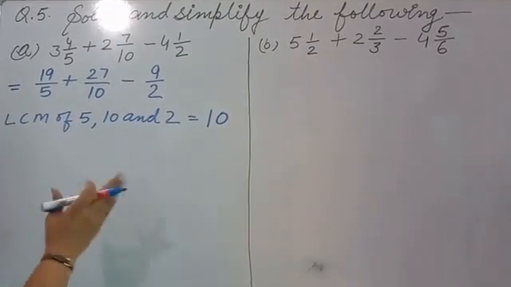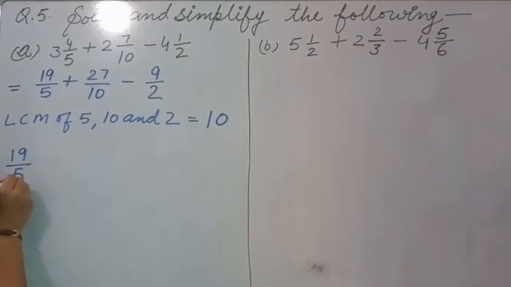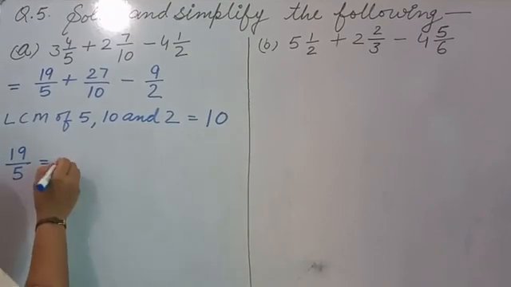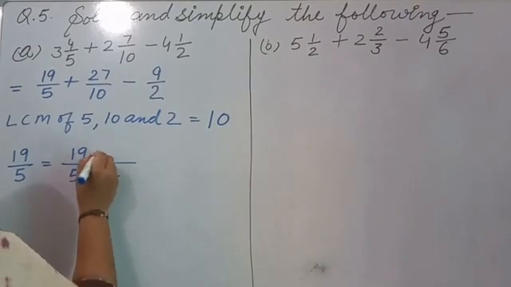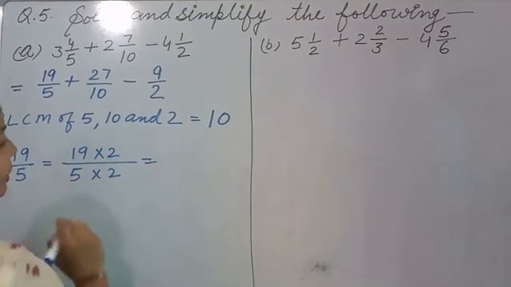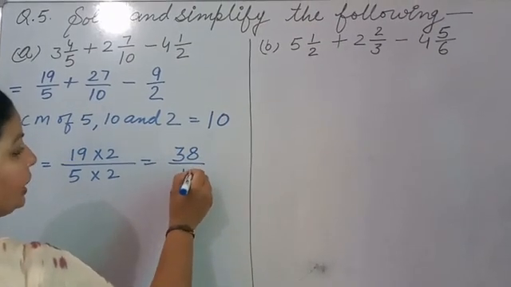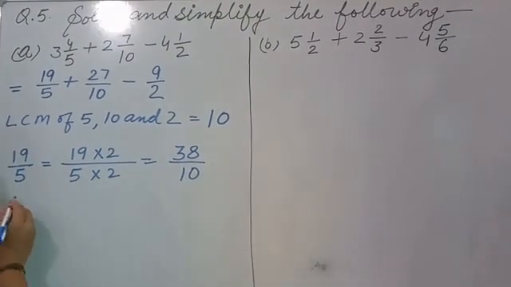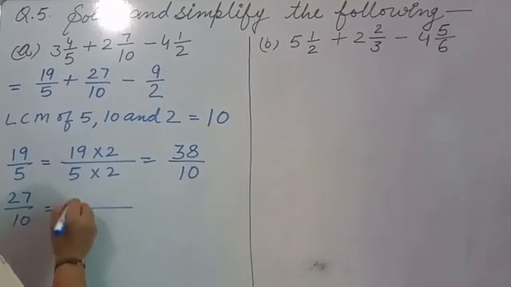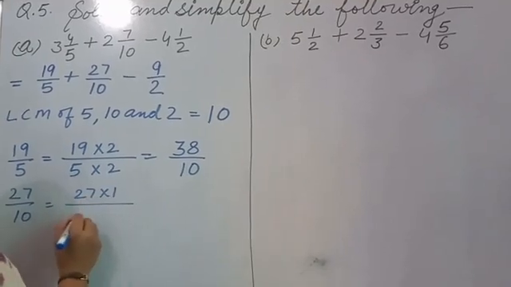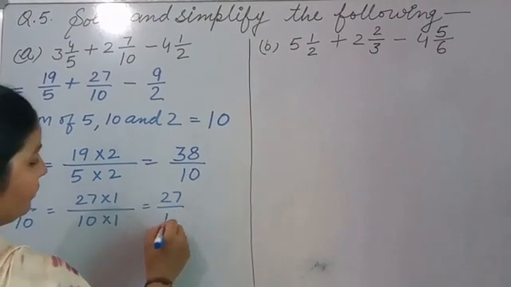Now we make their equivalent fractions. So first of all 19 upon 5. So in 5 table where we have 10, on number 2. So 19 upon 5 multiply by 2, multiply by 2. Numerator and denominator both are multiplied by 2. 19 2s are 38. 5 2s are 10. Now next 27 upon 10. That is already 10, so we should multiply by only 1. 27 upon 10.